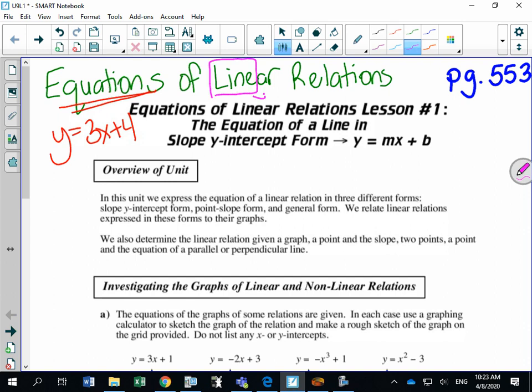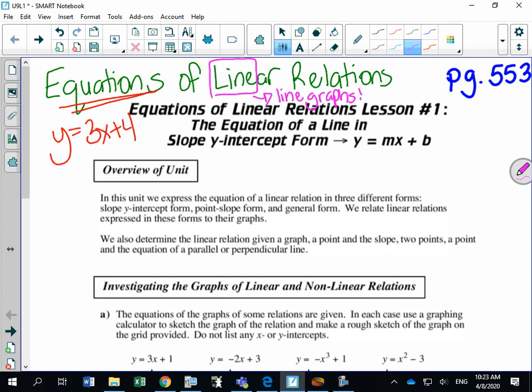And then in 10C, the equations that we focus on are linear equations. And remember, in the word linear is line. So the graphs that we're going to be exclusively looking at at the 10C level are going to be line graphs.